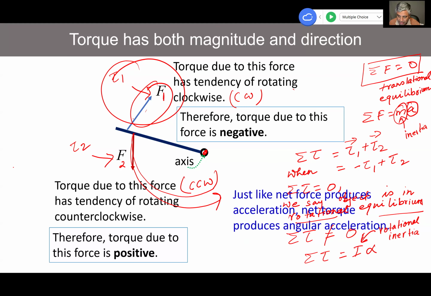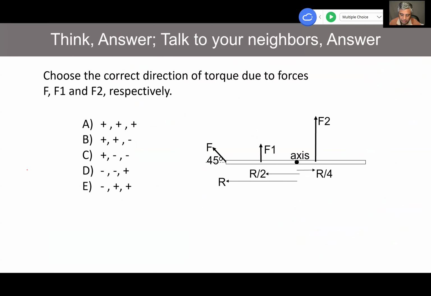Okay, so those are the things I have written there. So now, to make sure that we learn how to assign the sign for the torques, here is this exercise. See, the axis is here. Always pay attention to the axis, otherwise your answer may be wrong.